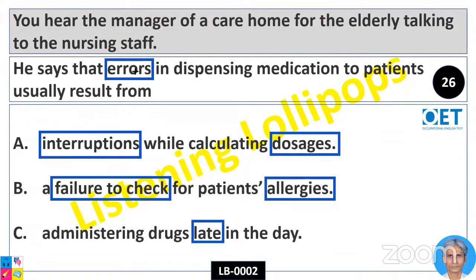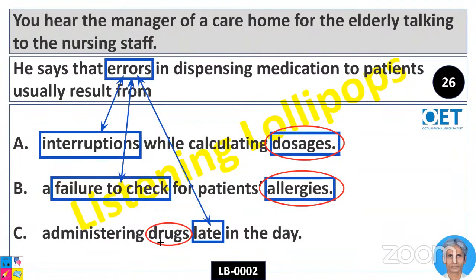So the problem may be interruptions. The problem may be failure to check, not checking. The problem may be late administration. So what he is talking exactly here, I'm going to show you one more comparison. This is regarding dosages. And this is regarding allergies. And this is regarding drugs.